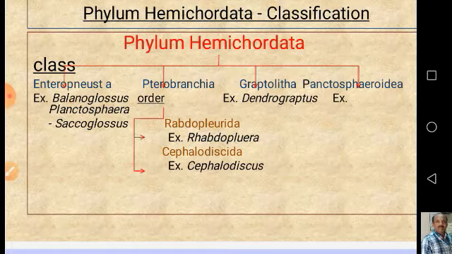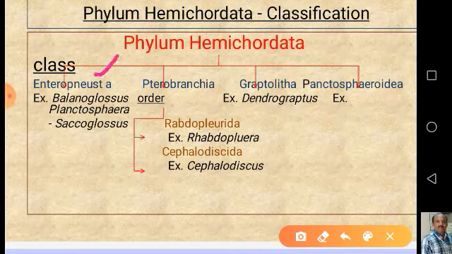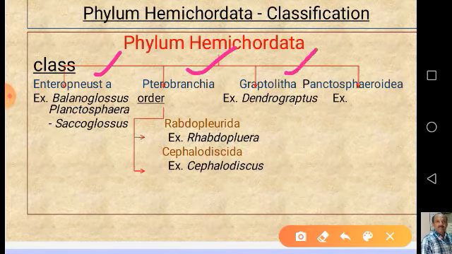Now coming to the Hemichordata classification. Although Hemichordata is a very small group, as it possesses many different characteristic features, it is classified into 4 classes. Class number 1 is Enteropneusta, number 2 Pterobranchia, number 3 Graptolithina, and number 4 Planctosphaeroidea. I repeat: class Enteropneusta, class Pterobranchia, class Graptolithina, and class Planctosphaeroidea.